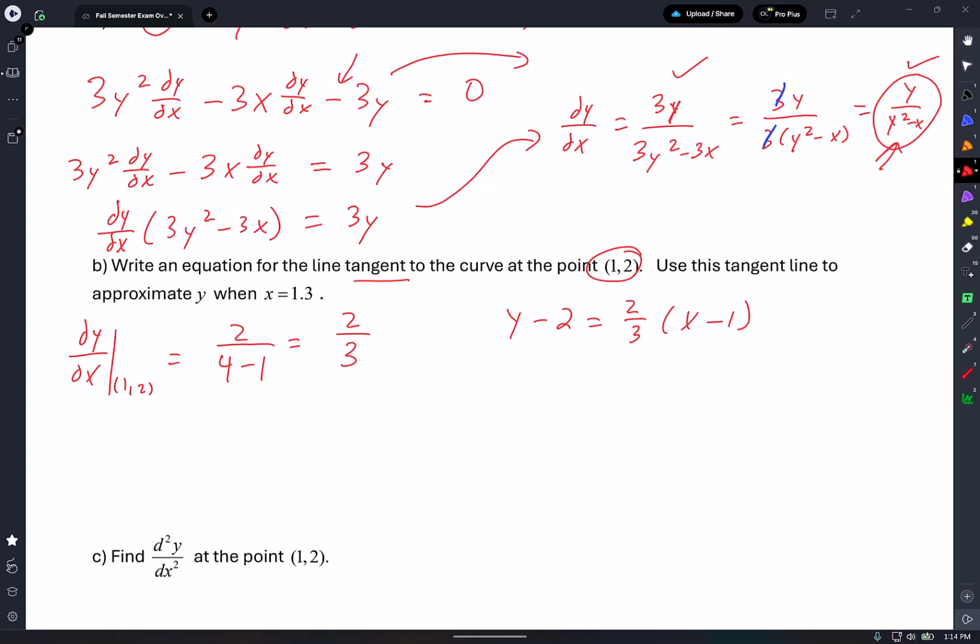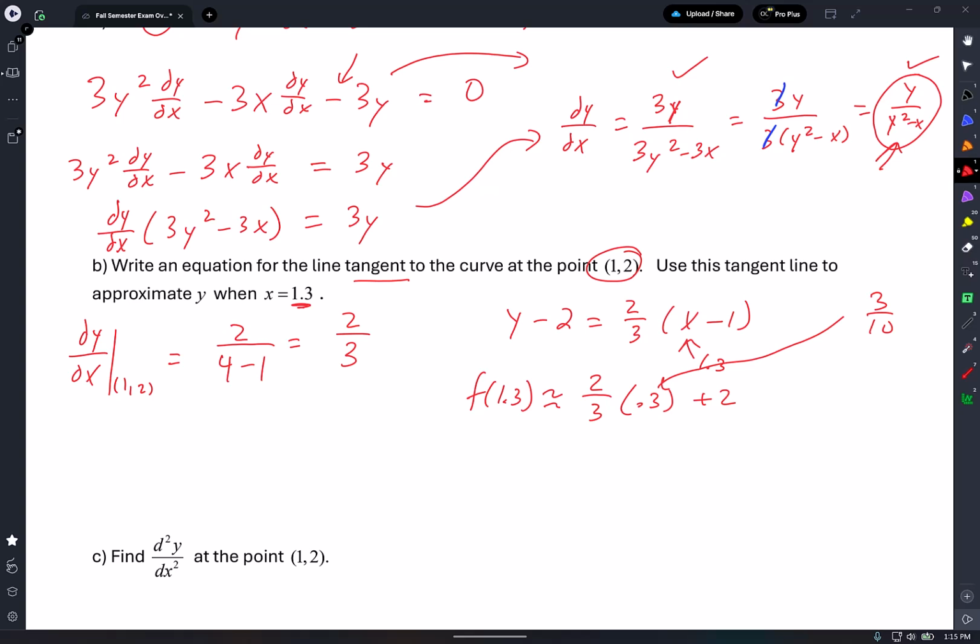All right. This is my tangent line, guys. I'm going to go ahead and plug in that 1.3 right here. So let me write f of 1.3 is approximately, let's see, 2/3. 1.3 minus 1 is 0.3. So I'm going to write 0.3 and then plus 2. Now 0.3, guys, is just like saying 3 over 10. That's 0.3. So let's go ahead and do that.